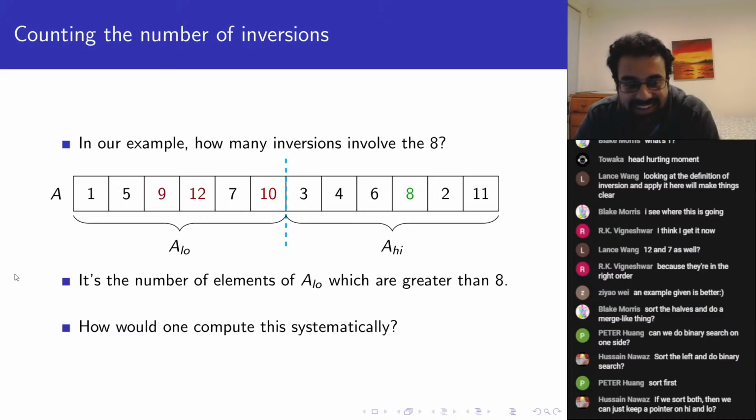Yeah, that's the idea, Hussein. If not just A low is sorted, but also A high is sorted, then the merging algorithm from merge sort does 2 pointers, one through A low and one through A high, and those pointers should let us calculate the number of inversions crossing the partition much quicker than binary searches.